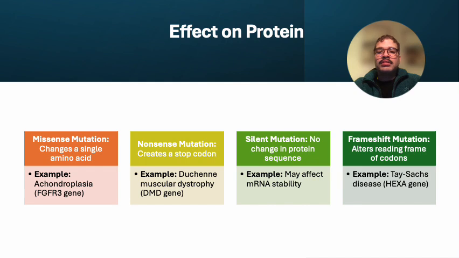A silent mutation has no change in protein sequence. An example of this: it may affect the mRNA stability, but there shouldn't be a change in protein sequence. And a frameshift mutation alters the reading frame of a codon. An example of this is Tay-Sachs disease, where the HEXA gene is altered when reading.